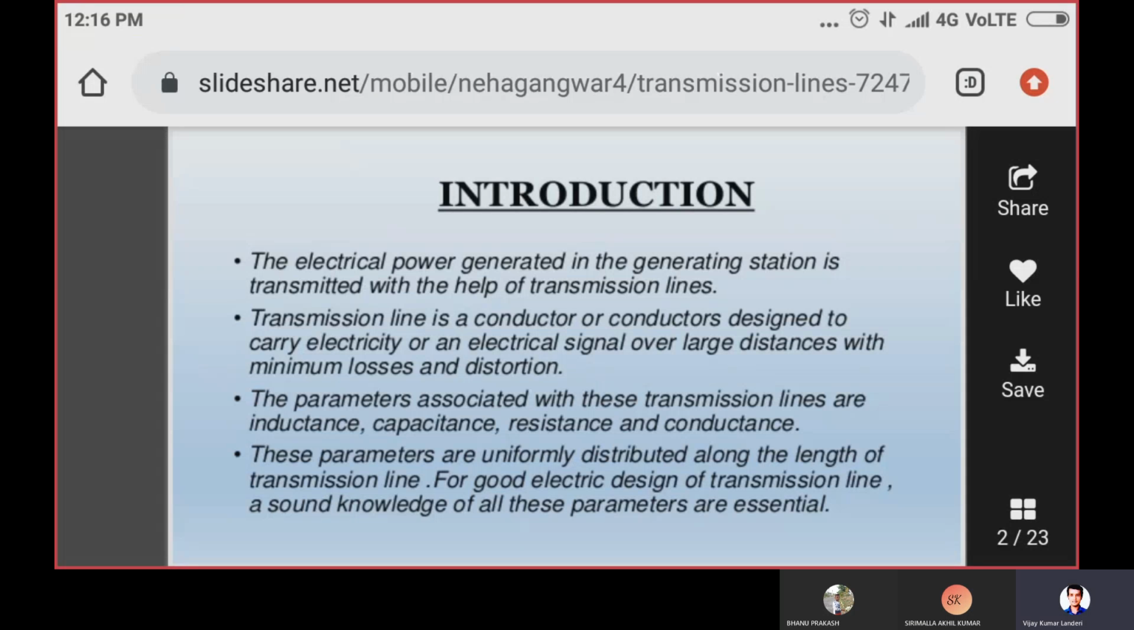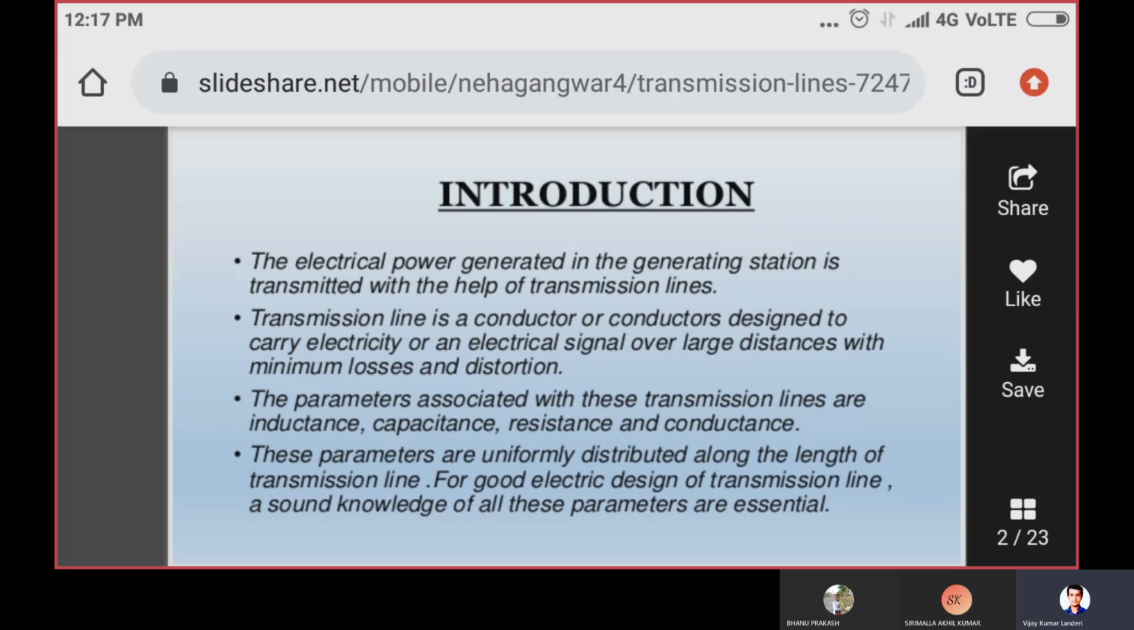Today's topic is electrical transmission lines. So what exactly do we mean by transmission lines? The electrical power that is generated in the generating station is transmitted to the consumers with the help of transmission lines. A transmission line is a conductor or conductors designed to carry electricity or electrical signal over larger distances.